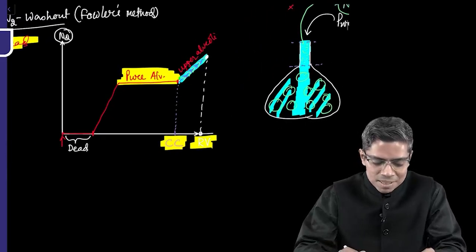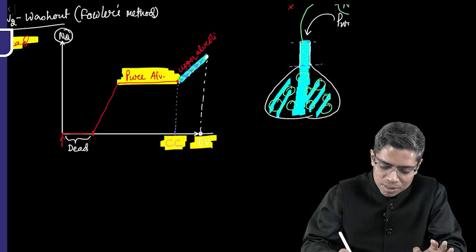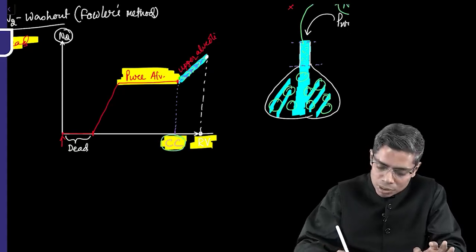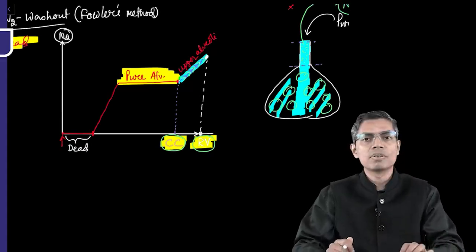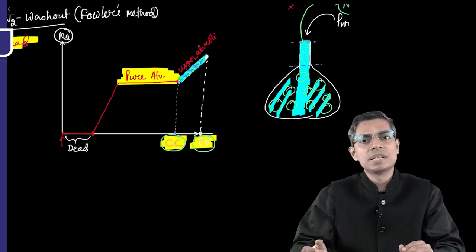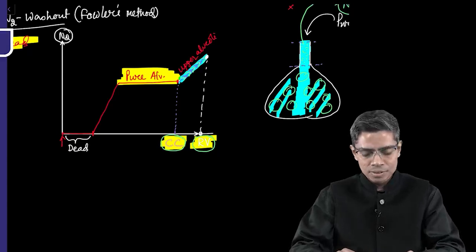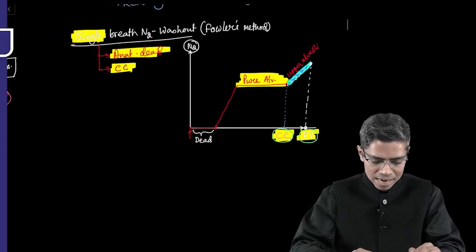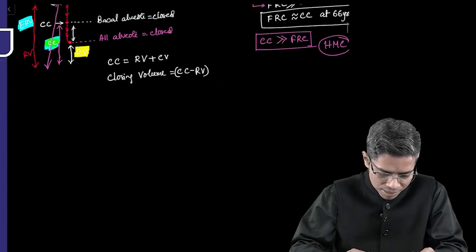So this way the single breath nitrogen washout method gives you an estimation of the closing capacity. Although you can get a rough estimation of residual volume, I told you residual volume is best measured with the multiple breath nitrogen washout method, not by the single breath method. So this is all about your static lung volumes and capacities. Now after static lung volumes and capacities, we are going to discuss the dynamic lung volumes and capacities.